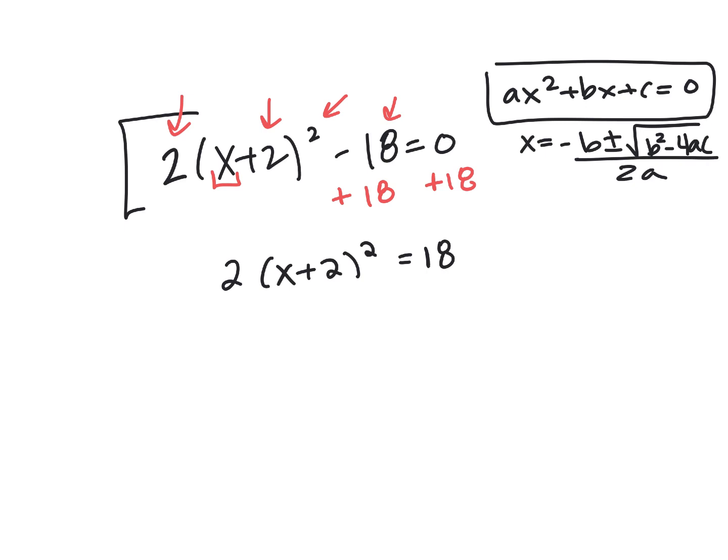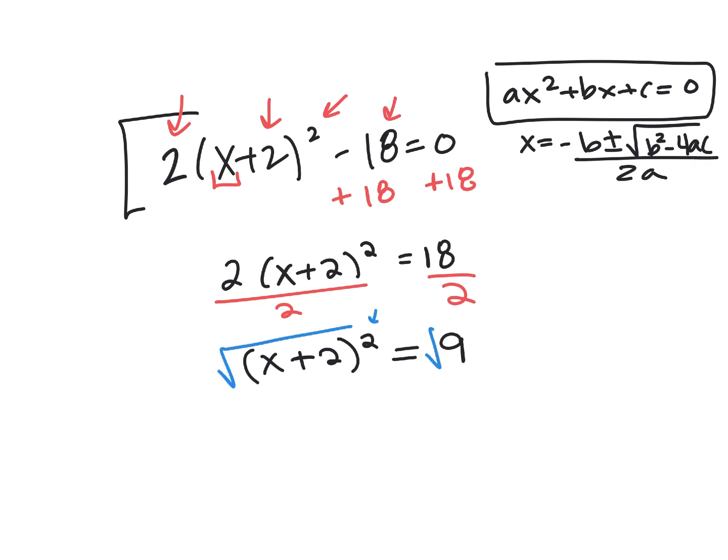And then we'll undo our multiplying. So we're going to divide both sides by 2. And that's going to leave us with (x plus 2) squared equals 9. Then to undo that power of 2, we're going to square root both sides. And so the method that we're using here to solve this quadratic is called the square root property. And so when you do a square root, remember that we're saying what numbers squared make 9.